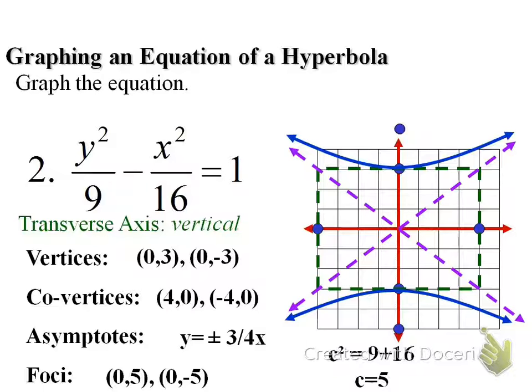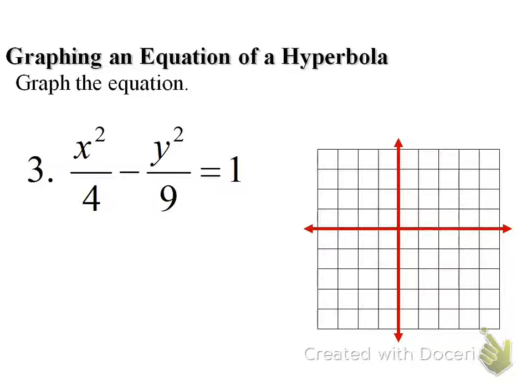What questions do you guys have on example 2? All right, which direction is this one going to go? Horizontal. How do you know it's horizontal? The location of your x squared term.